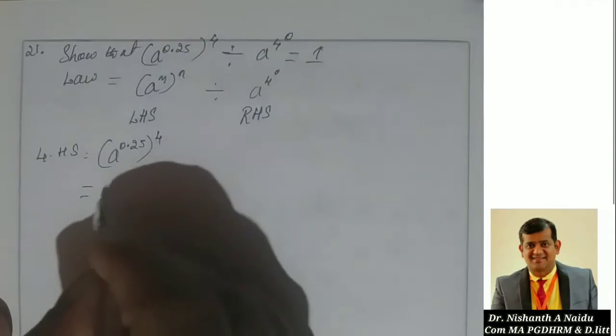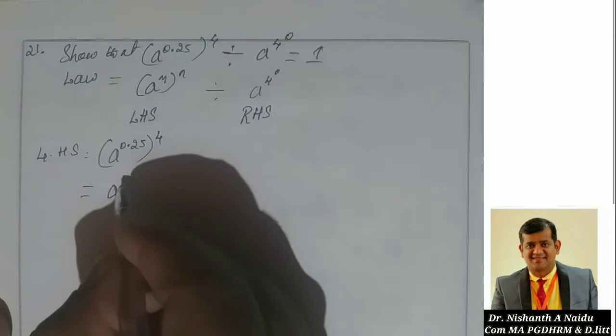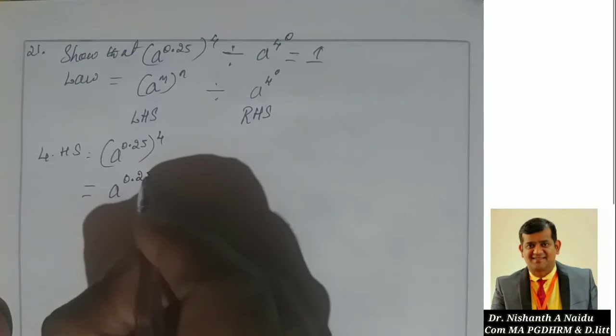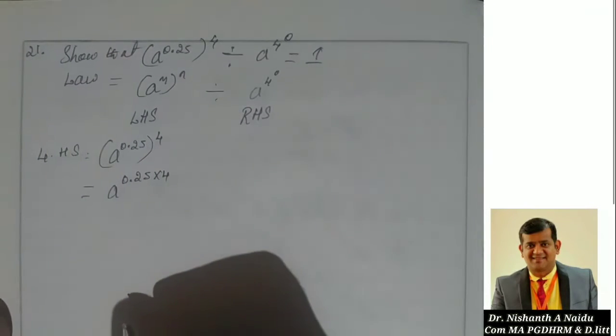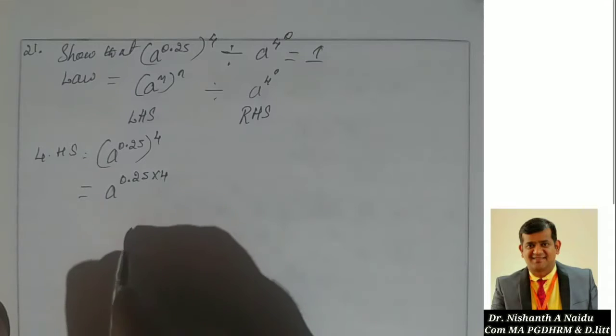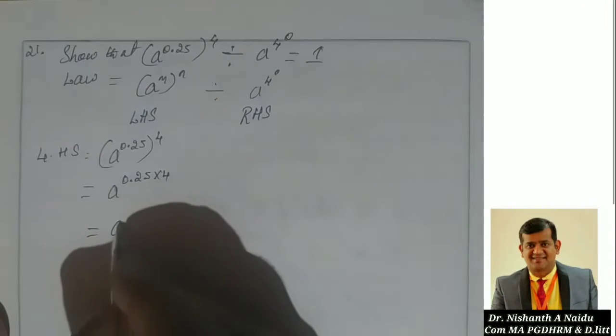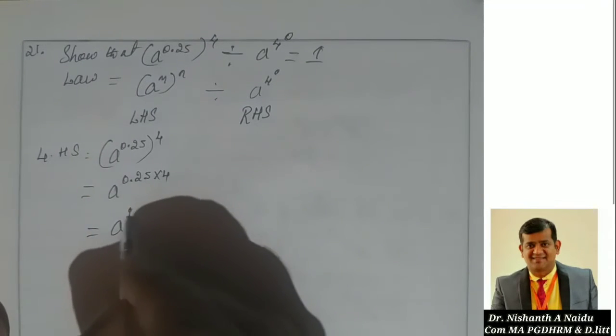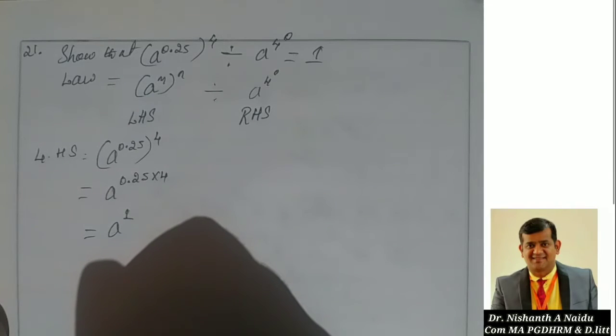You have to do the multiplication: a to the power 0.25 into 4. So calculate 0.25 into 4. How much will you get? a to the power 1. Correct?